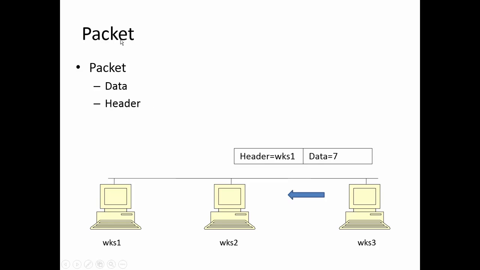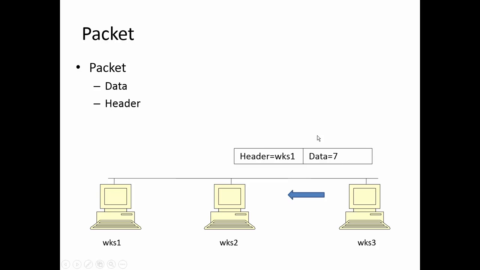Now let's review what's meant by a packet. A packet is a message which is sent from one computer to the other. It contains the data which is being sent, in this case the number 7, and the header which shows who it's being sent to. In this example, the packet is being sent to workstation 1. Workstation 3 is putting a packet on the wire, and the header indicates that it's going to workstation 1, and the data indicates that we're sending the number 7.